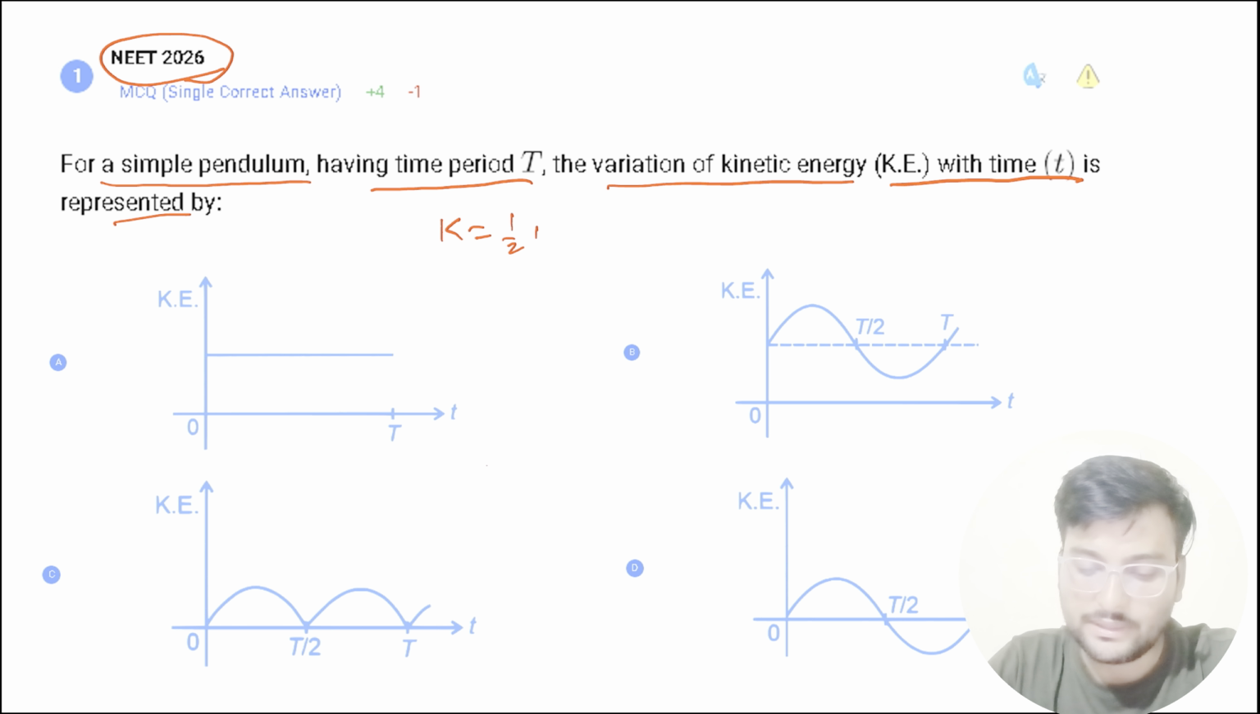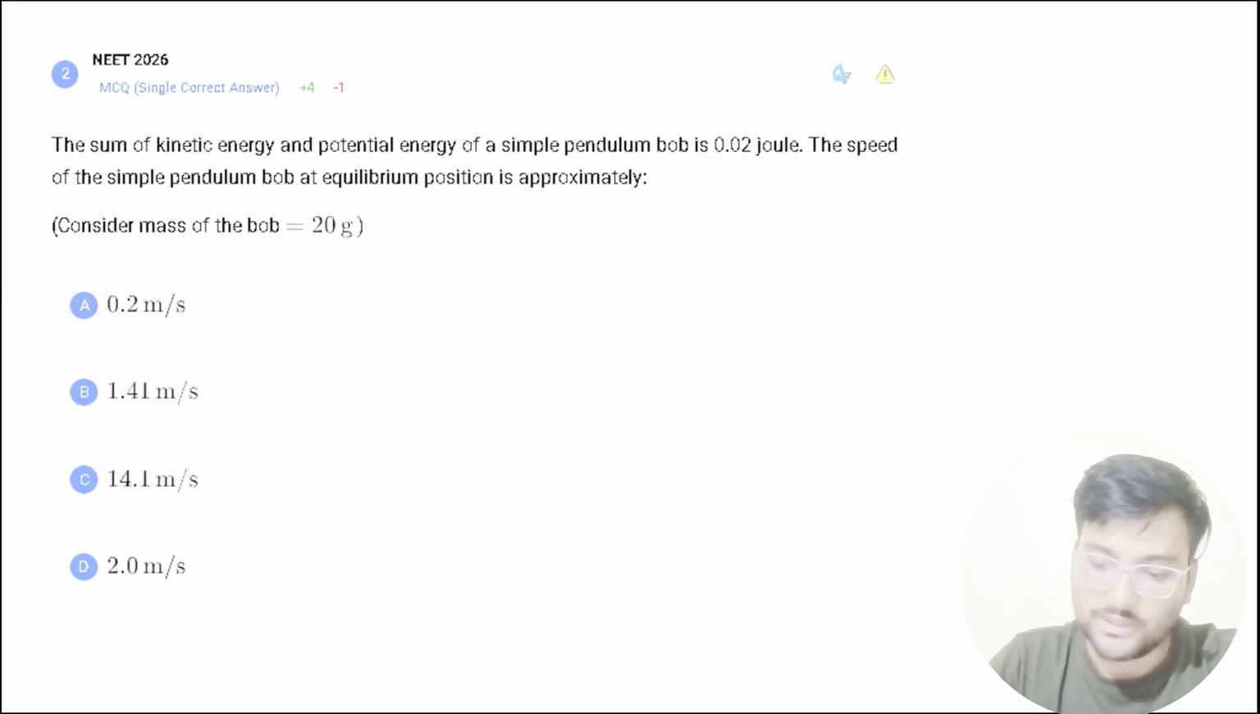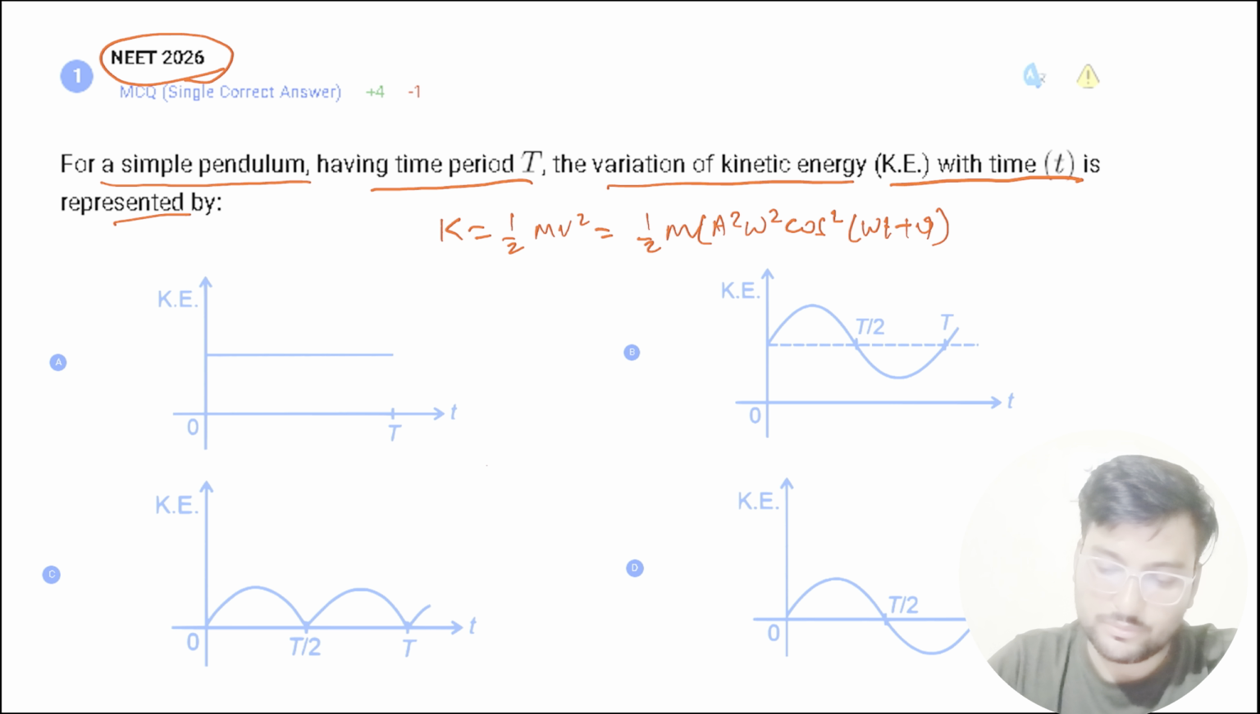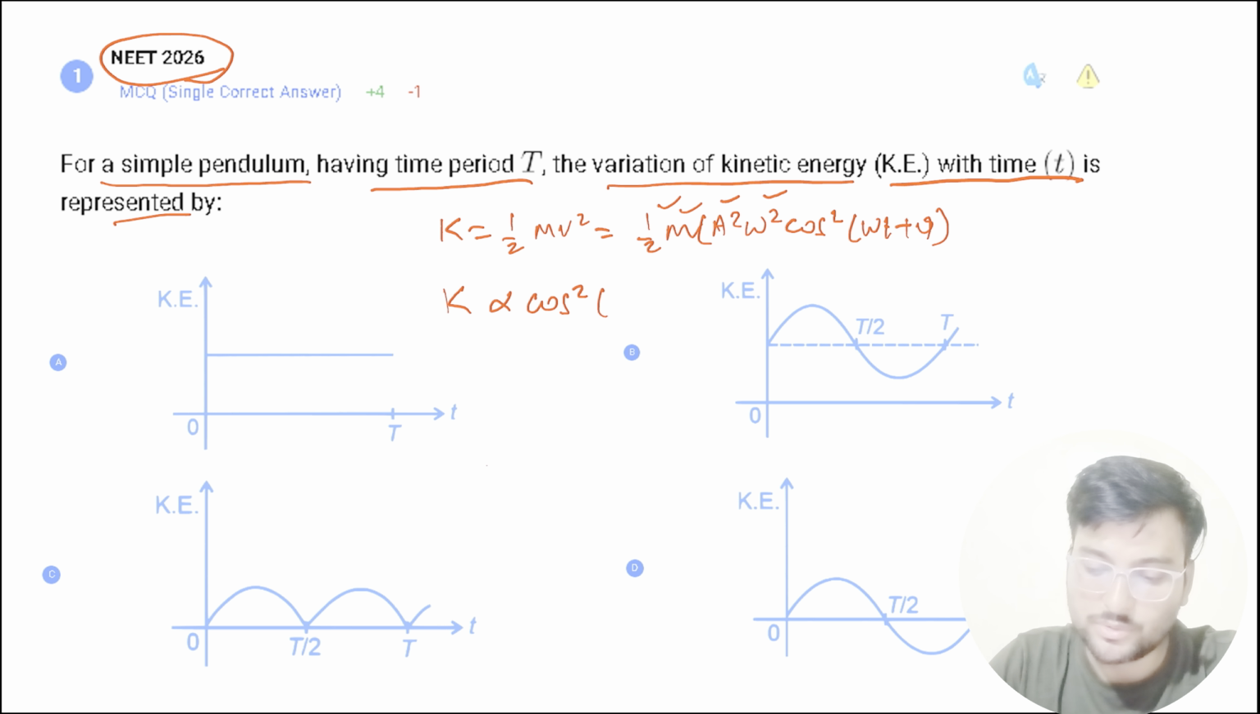So I already know that kinetic energy is equal to half mv square. In place of v, we put the velocity formula. So we can say that it is A square omega square cos square of omega t plus phi, right? In this case, all the values, meaning half m A square omega square, are constant. So the kinetic energy is directly proportional to cos square of omega t plus phi.